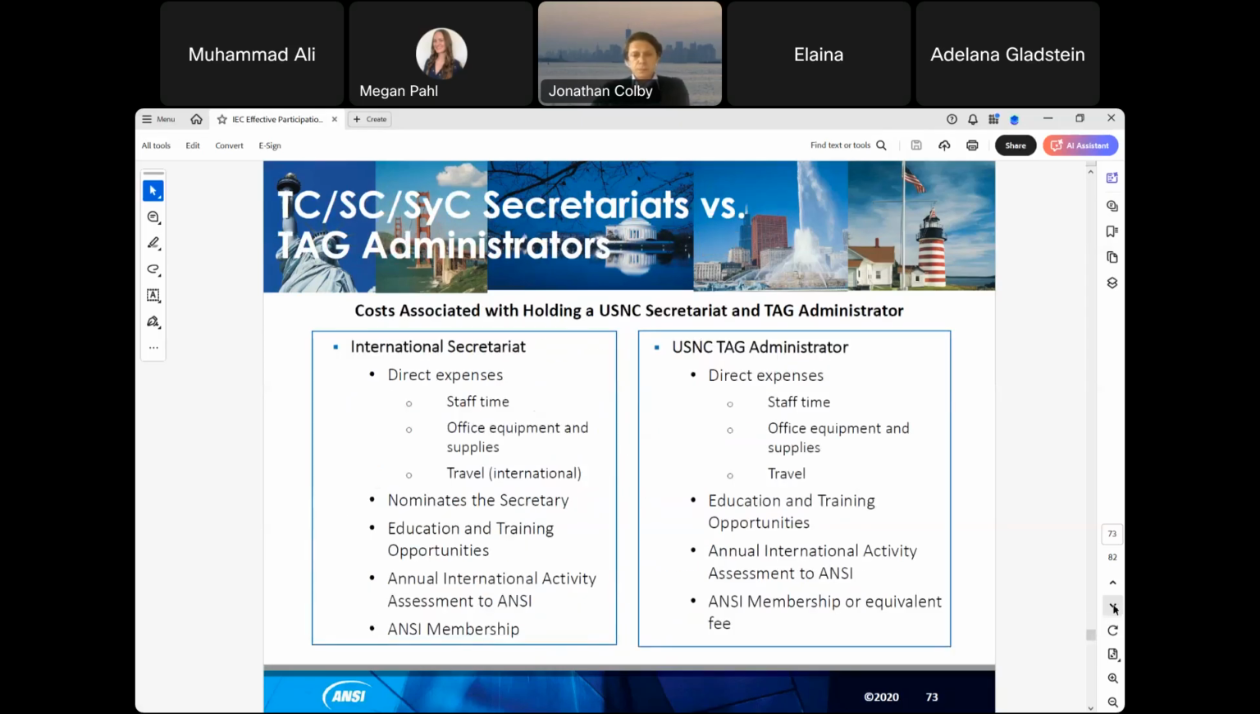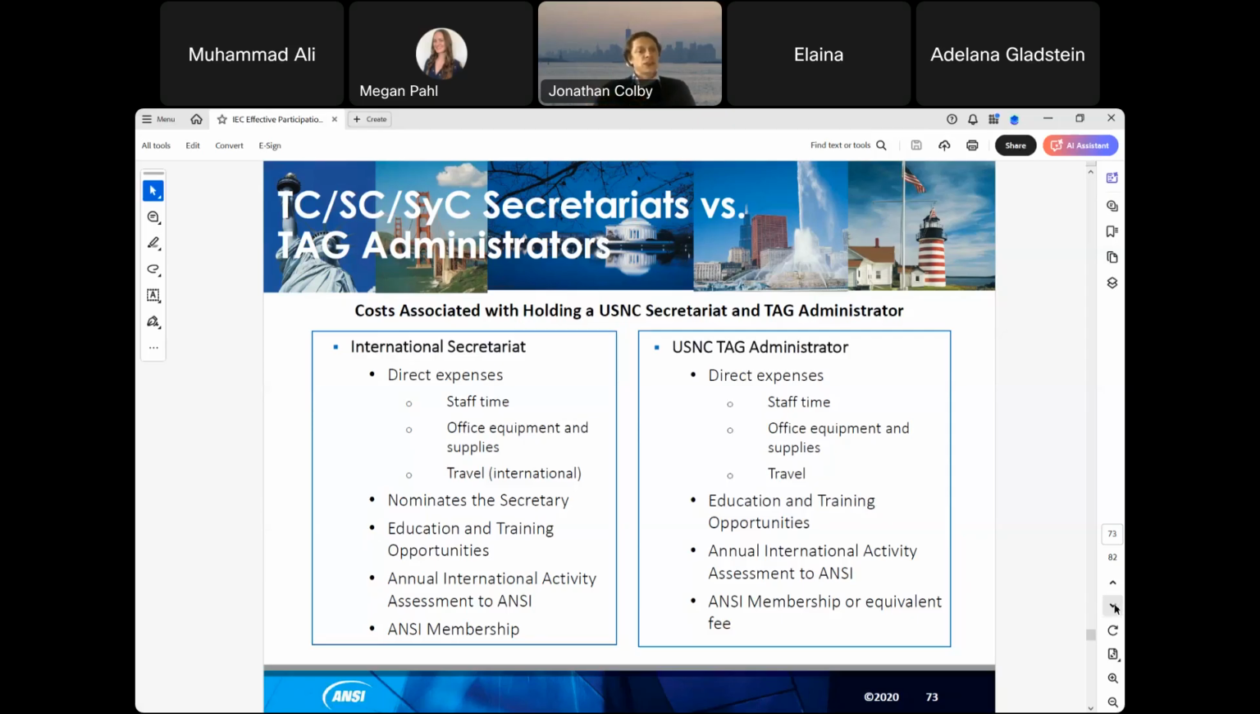Next slide, please. I think this is my last one. There is value in both holding the secretariat or being a TAG administrator, but we did want to note that there are some costs associated with holding either role. At the international level, there are direct expenses, including staff time, and whatever office equipment and supplies you need to hold that international secretariat. And then there are significant travel expenses, as you are expected to be at the plenary meetings and any other large meetings held at the IEC level.